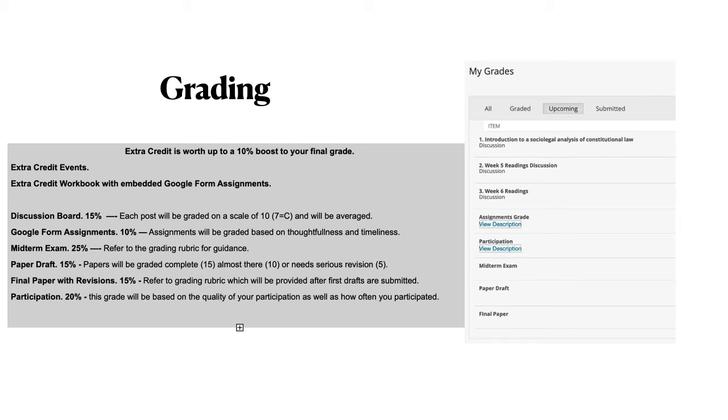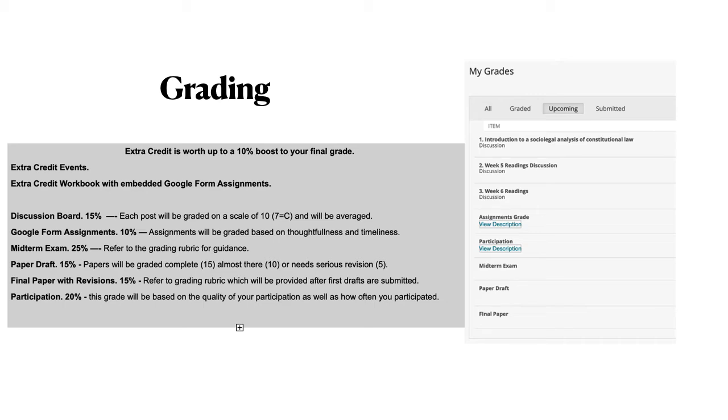I provide lots of opportunities for you to boost your grade. One is extra credit events that will be offered to you, usually on Zoom or, if possible, in person. Another is an extra credit workbook, which has embedded assignments along it. You complete it, then complete the assignment, and you'll get extra credit that way. Those will be counted in at the final grade, up to a 10% boost based on the quality of your work and how much of it you do.